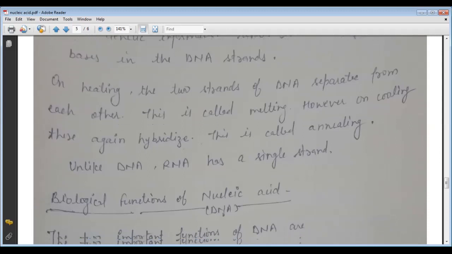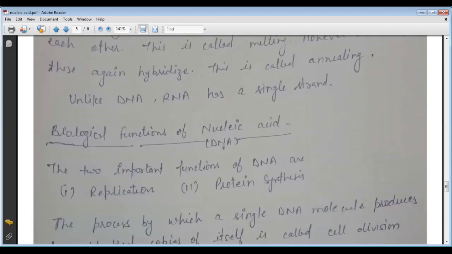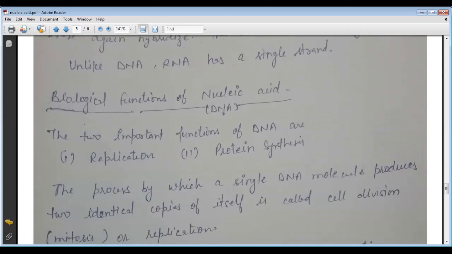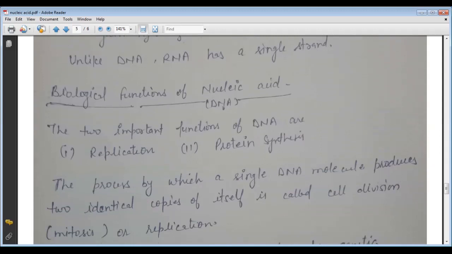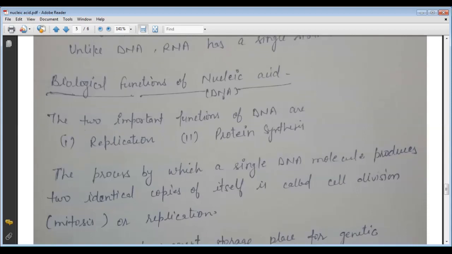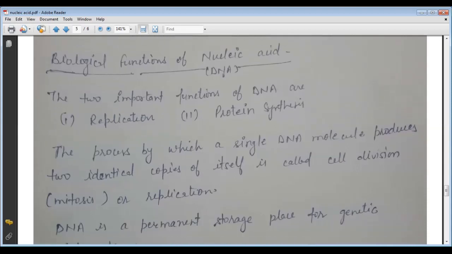Now come to the biological function of the nucleic acid. There are two important functions of the nucleic acid. The first one is replication, and the second is protein synthesis. In the replication process, there is the formation of identical DNA. The process by which a single DNA molecule produces two identical copies of itself occurs in cell division, which I've already discussed in mitosis, cell division, or reproduction.